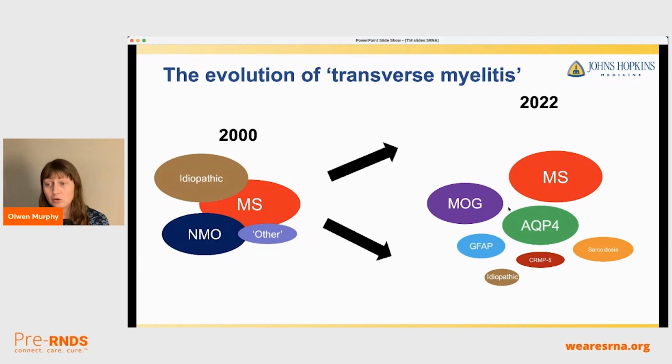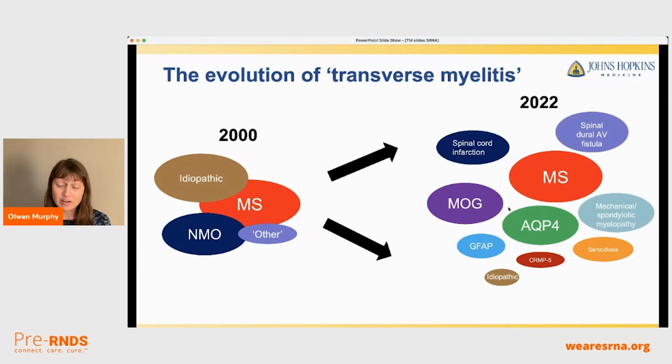Sarcoidosis is now an important recognized cause of inflammatory myelopathy, and we've become much better at diagnosing this. And then, really importantly, it's been recognized that there are actually many non-inflammatory causes of spinal cord disorders that can be mistaken for transverse myelitis. And it's important to differentiate these in the clinical setting. And then you can notice here down at the bottom, our circle of idiopathic diagnoses has really shrunk in size over the last 20 years. That's because we've become much better at identifying a specific cause.